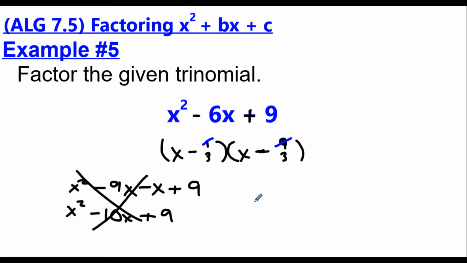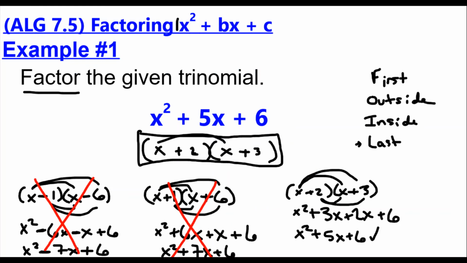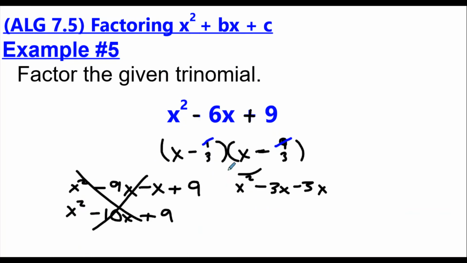So let's double check the last one here, x minus 3 times x minus 3. I've got x times x is x squared. x times negative 3 is negative 3x. The inside two, negative 3 times x is negative 3x. And the last two, negative 3 times negative 3. Sorry about that. Negative 3 times negative 3 is a positive 9.